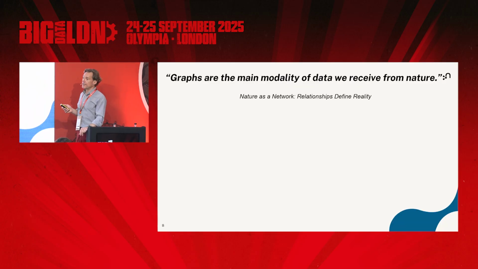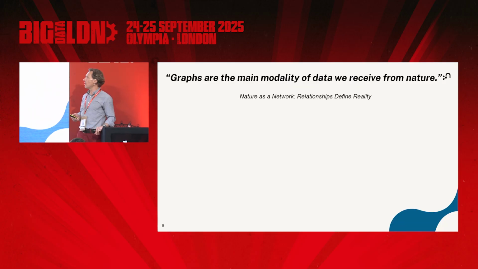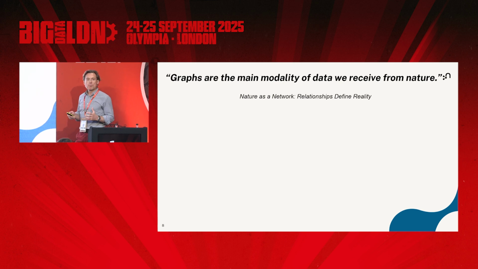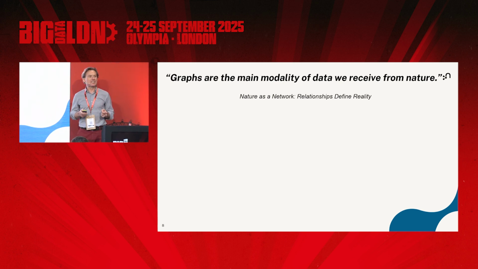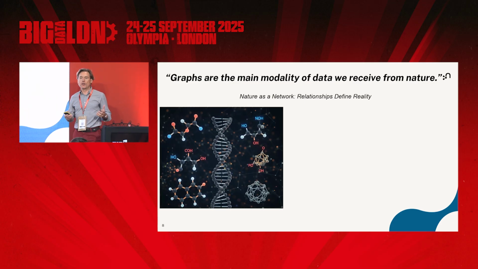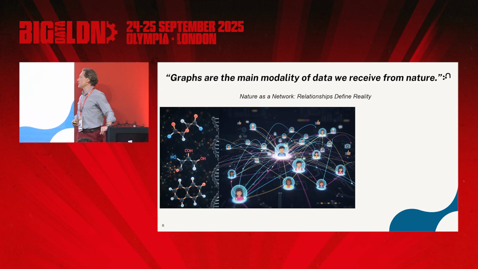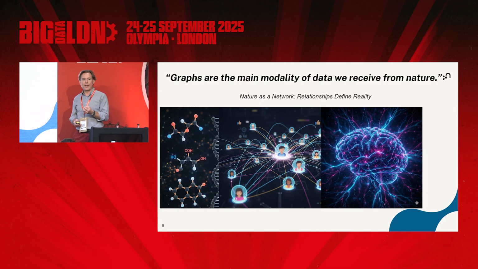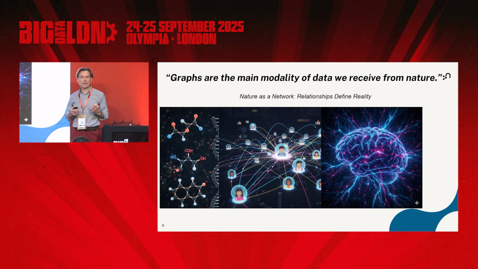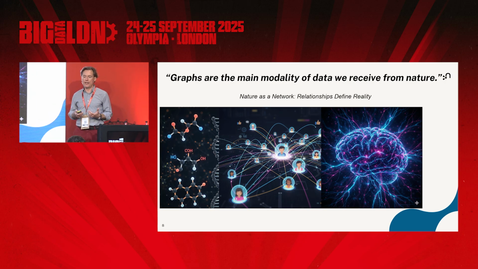And that's a quote by DeepMind, who have really doubled down on graphs. They're saying graphs are the main modality of data we receive from nature. I think it's a pretty beautiful quote, because if you think about it, atoms are nothing without the bonds that connect them, right? So at the molecular level, we have connections. At the personal level, at the societal level, Facebook and what have you, we are connected, we interact. And then, like we just saw, the way our brain works, it's a neural network. So everything in nature is in a connected format.